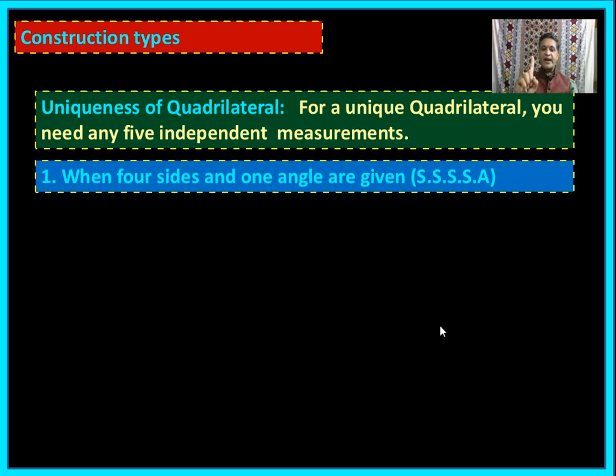When 4 sides and 1 angle are given, you can construct the quadrilateral. What is given? 4 sides and 1 angle. 5 independent measurements are there. This is known as side, side, side, side, angle: 4 sides and 1 angle.